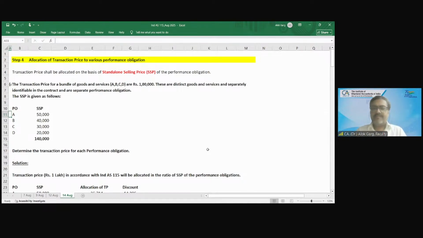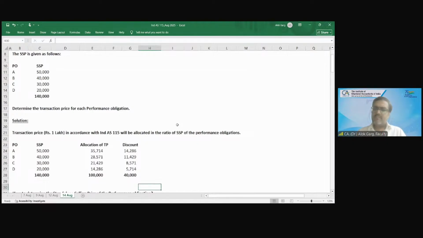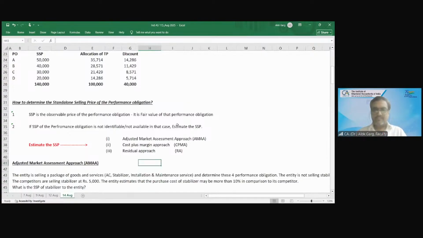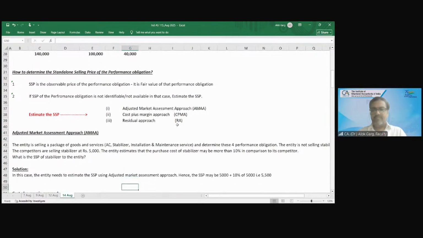Like in this step 4, we will allocate the transaction price. Transaction price will be allocated based on the standalone selling price. So we are required to know the standalone selling price of each performance obligation. Only then can we allocate. If we don't know it, we have to estimate it. There are three approaches to find the standalone selling price. First is the AMMA approach, that is the adjusted market assessment approach. Second is the cost plus margin approach, and third is the residual approach. By following these methods, we can estimate the SSP, and then allocate the transaction price based on that in the proportionate method.